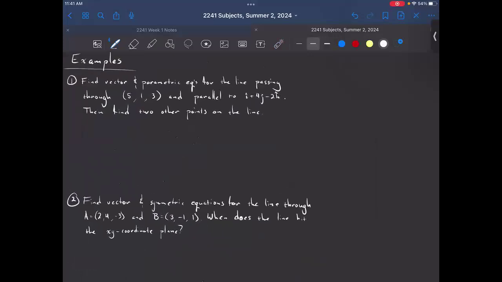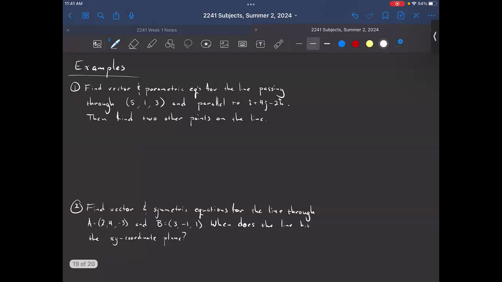So problem number one here. It says find the vector and parametric equations for the line passing through this point and parallel to this vector. And then find two other points on the line, any two other points. All right, so it says find any vector and parametric equations.